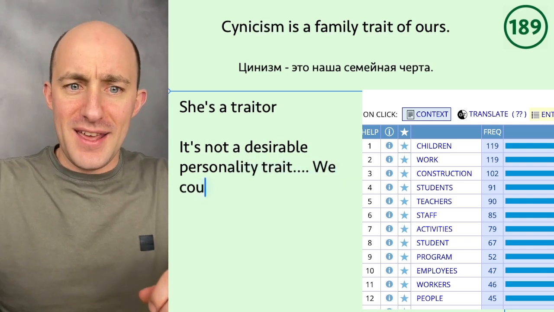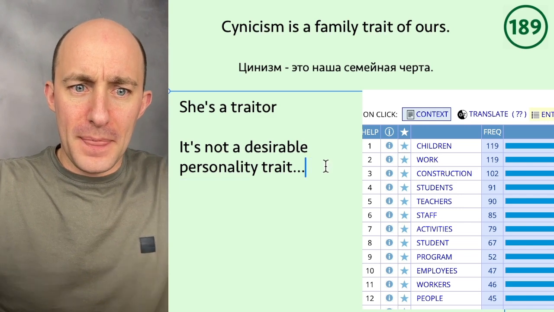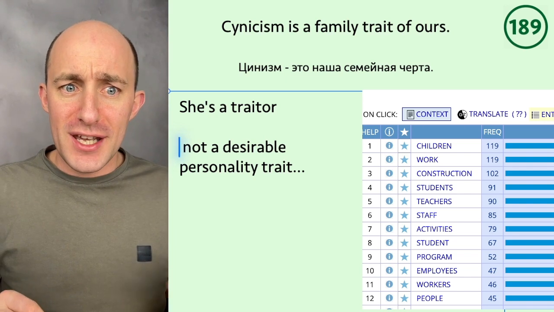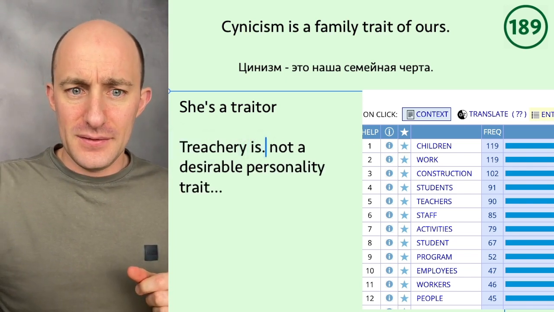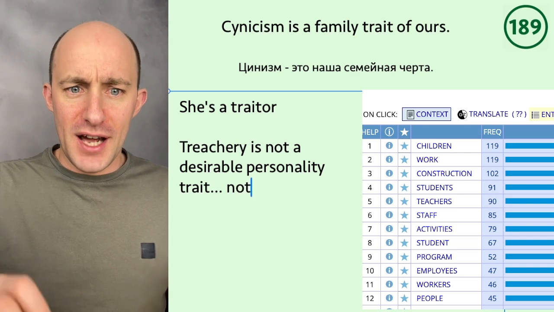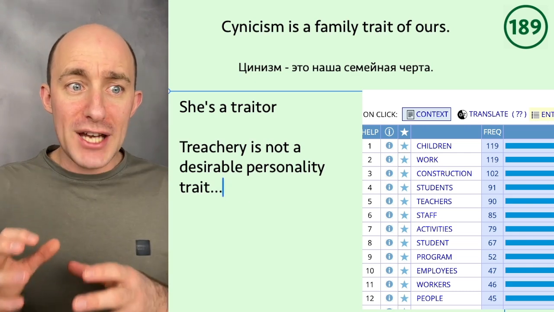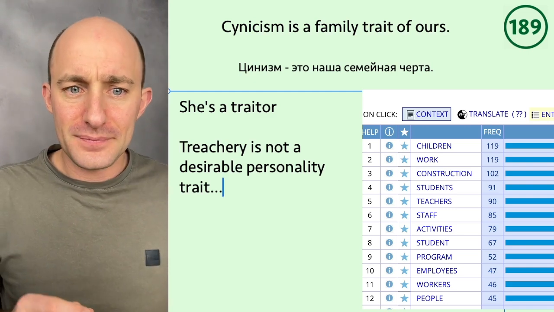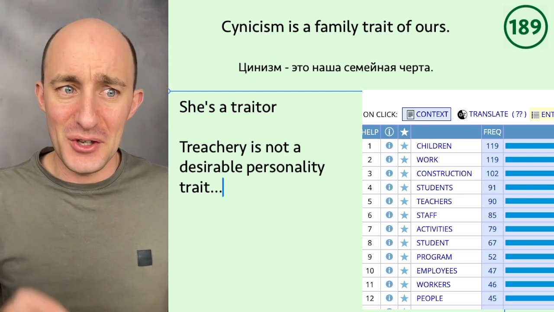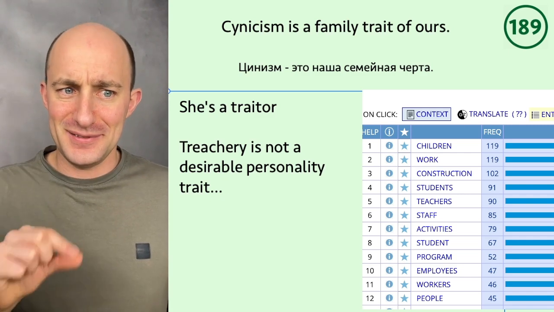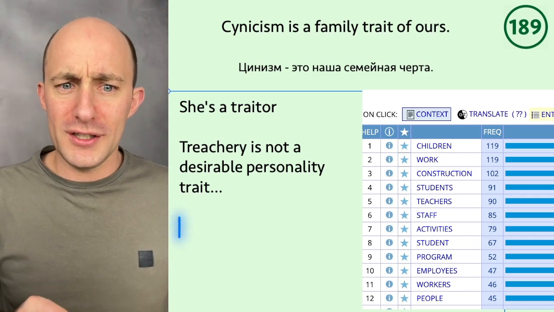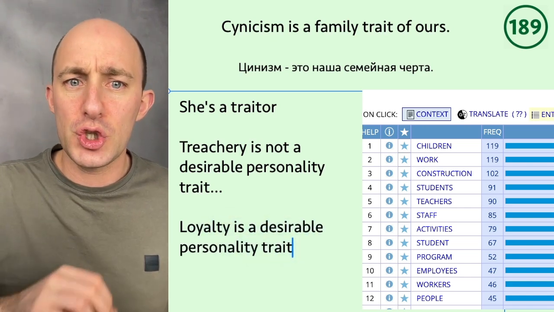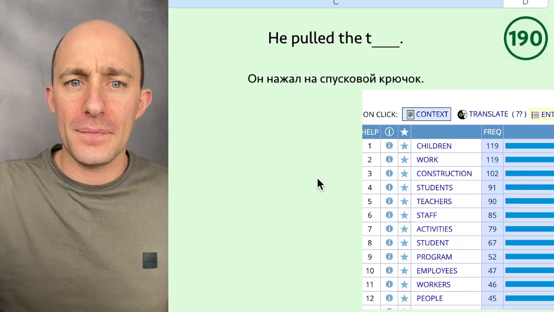We could even say, wait a minute. Treachery is not a desirable personality trait. Treachery is the noun for being a traitor. And of course, it's not a desirable trait. Don't be a traitor. Be loyal. Loyalty is a desirable personality trait. So, trait. черта.